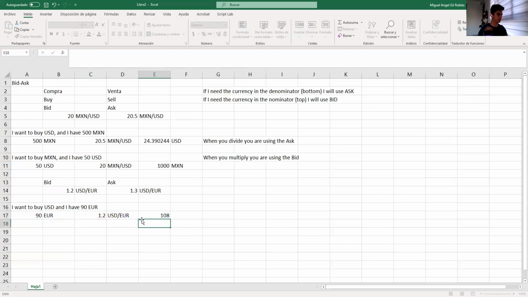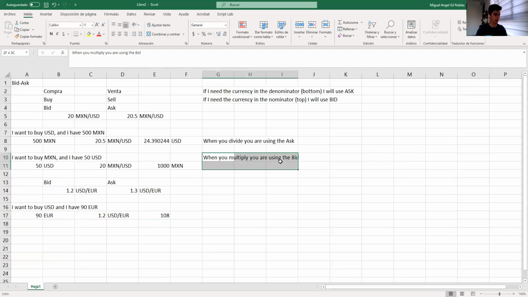So by that, I am also checking that when I multiply, it's because I'm using bid, and that makes sense. You will have a total of $108 with your 90 euros. So that's how it works, bid and ask. So now we are going to do in the next video the triangular arbitrage, but with bid and ask.